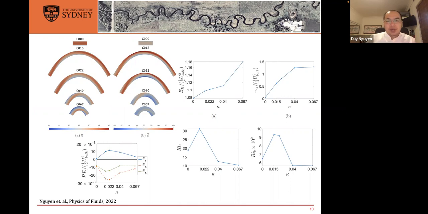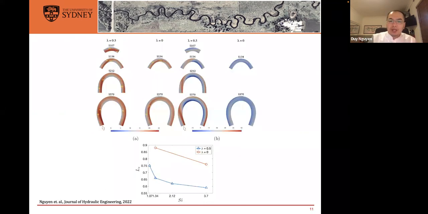All right, so that is when we change the curvature. Now, how does it look when we change the sinuosity? This one was actually submitted to the Journal of Hydraulic Engineering. You can see that sinuosity increases from 1.07 to 3.7 here. I also compare between lambda of 0.5, which is the stratified case, and lambda of 0, which is the neutral case. There are some differences that I could tell from all the plots.